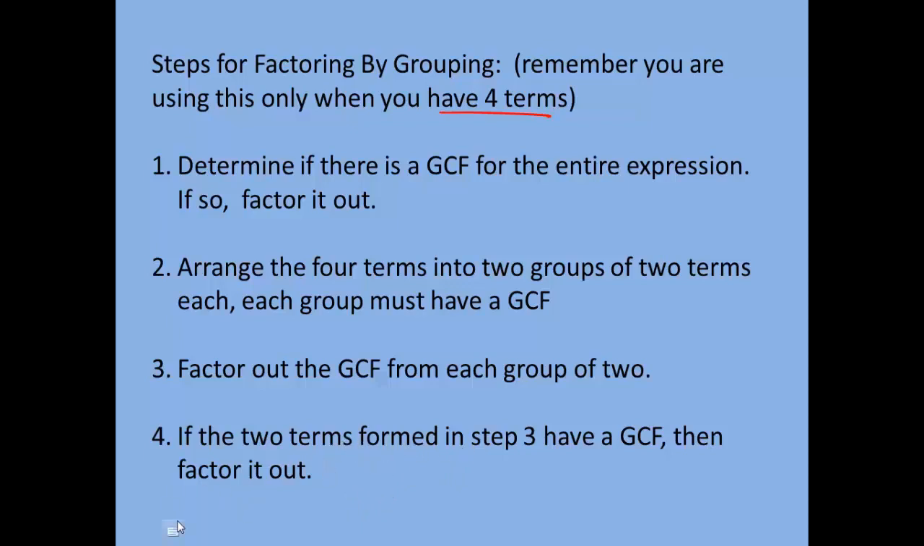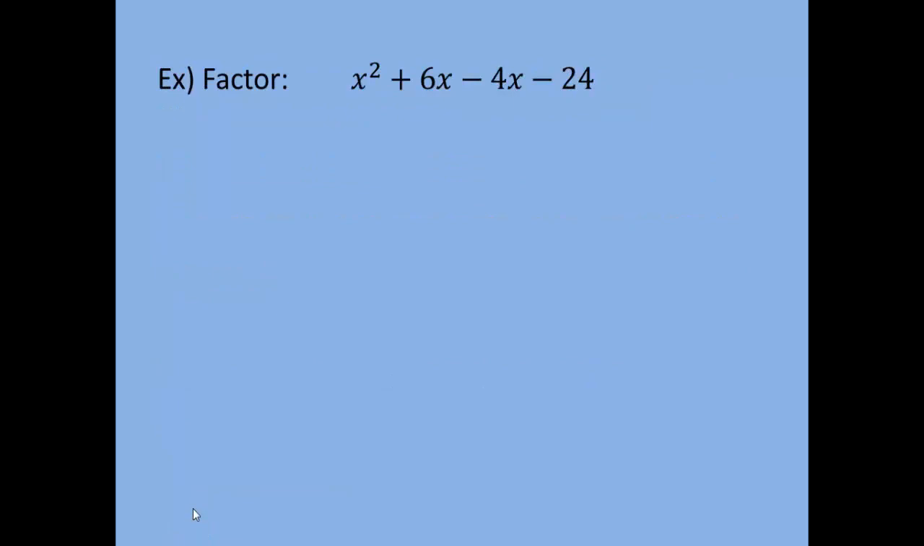So, let's take a look at another example. We're asked to factor x squared plus 6x minus 4x minus 24. When you're looking at this, first you should notice, is there a GCF for the whole thing? And when I say GCF for the whole thing, I mean a GCF other than 1. And right now we don't have a greatest common factor other than 1 for all 4 terms, so we can't worry about that. The fact that we have 4 terms tells us that we're factoring by grouping.